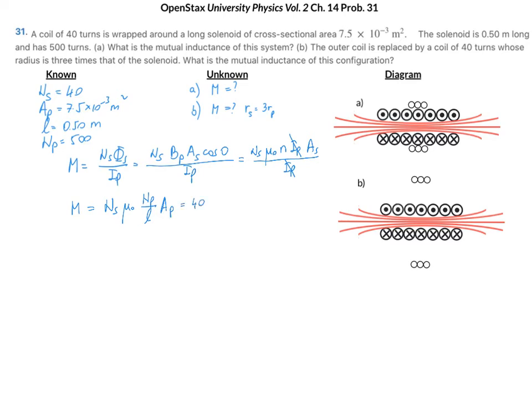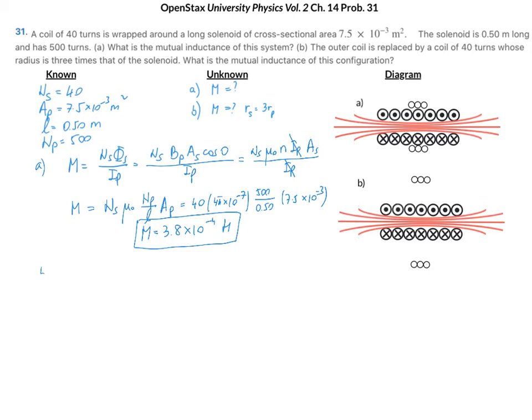So we know all of these things. Plug in the numbers: 40 times 4 pi times 10 to the negative 7 tesla meters per amp, times 500 divided by 0.50 meters, and the area is 7.5 times 10 to the negative 3 square meters. And we get a mutual inductance of 3.8 times 10 to the negative 4 henries. So that was part A.